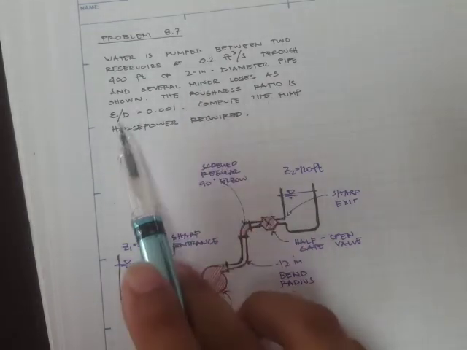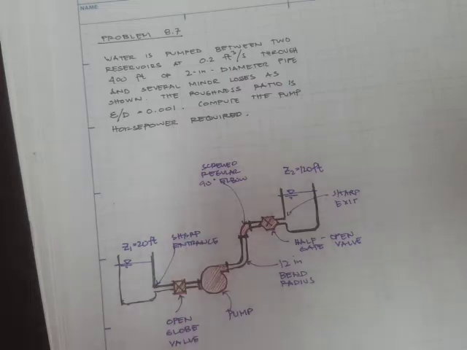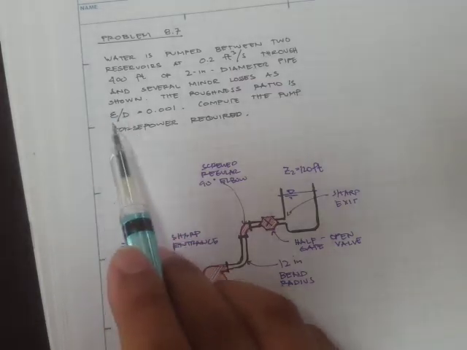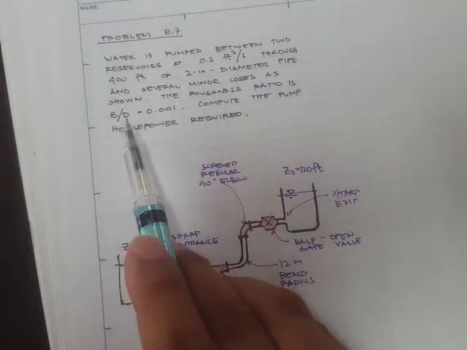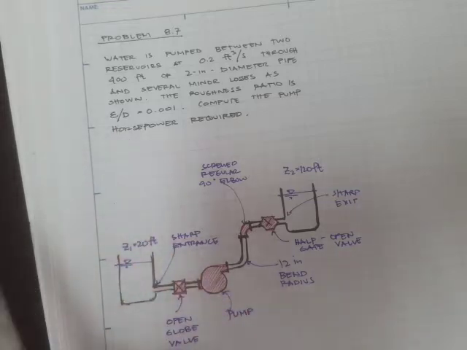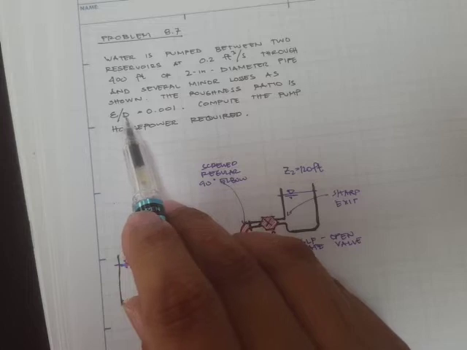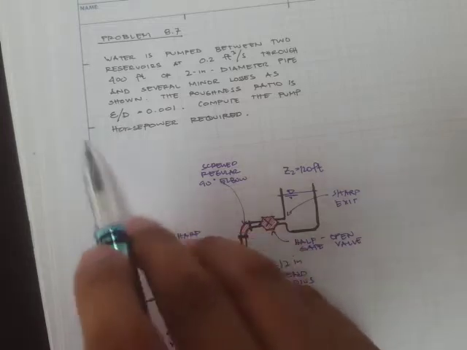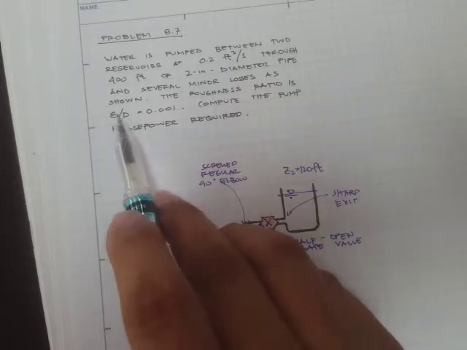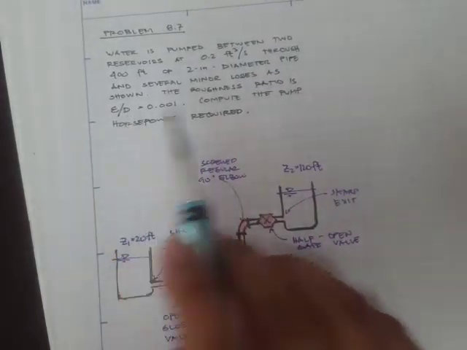The roughness ratio is 0.001, and take note, this ratio is epsilon divided by D, and when we use the textbook by Mott, I think it's the other way around. It's D over epsilon. The problem says compute the pump horsepower required.